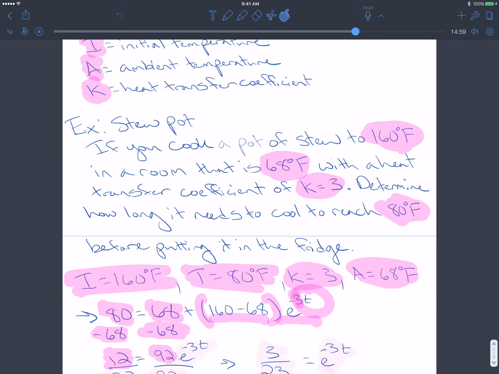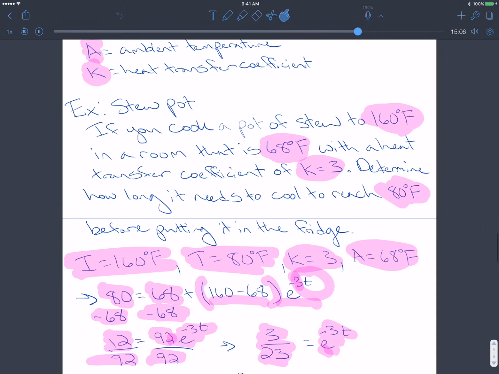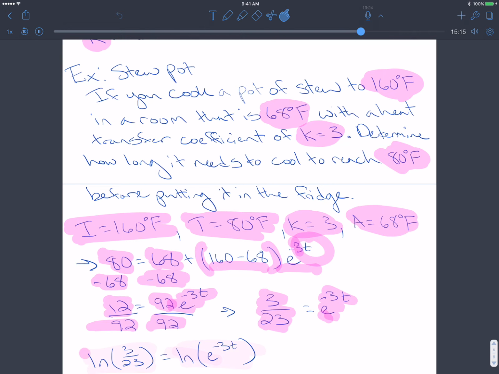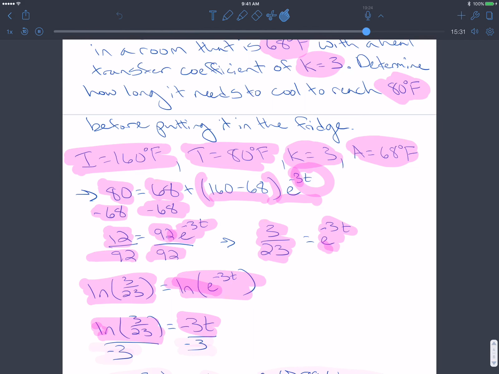So we have 12 is equal to 92e to the minus 3t. Divide both sides by 92, and that reduces to 3 over 23 is equal to e to the minus 3t. How do we get rid of the e? Natural log of both sides. So we have natural log of 3 over 23 is then equal to natural log of e to the minus 3t. And those two will cancel each other, leaving us with a negative 3t being equal to natural log of 3 over 23. To solve for t, we just need to divide both sides by that negative 3.